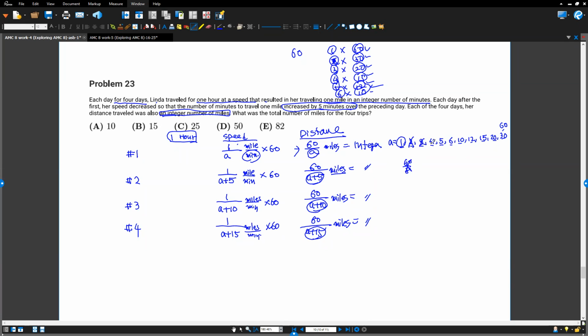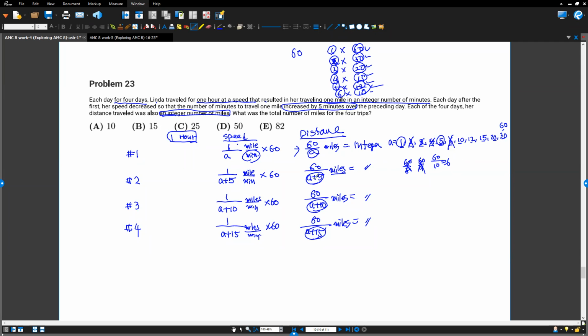Try 4. 8, 4 plus 5 is 9. 60 over 9 is not an integer. Okay, what about 5? 5 is working because 60 over 8... 5 plus 5 is 10. That is an integer, that's fine. What about 6? 6 is not working.